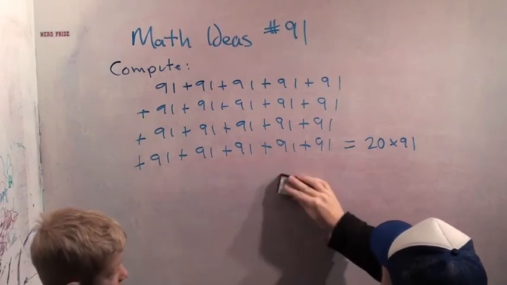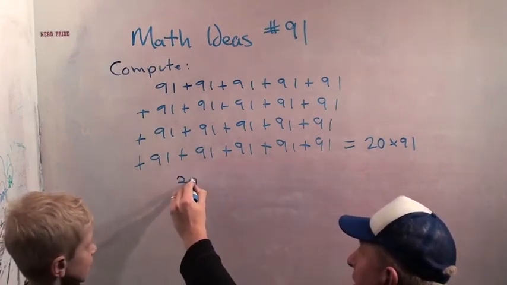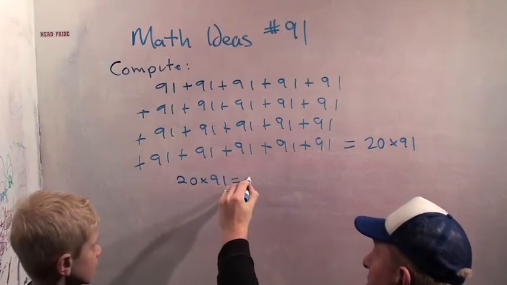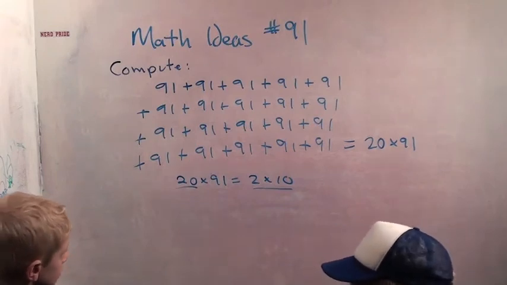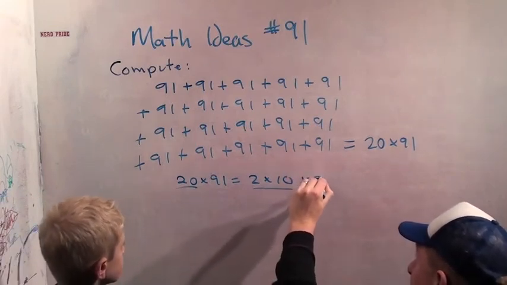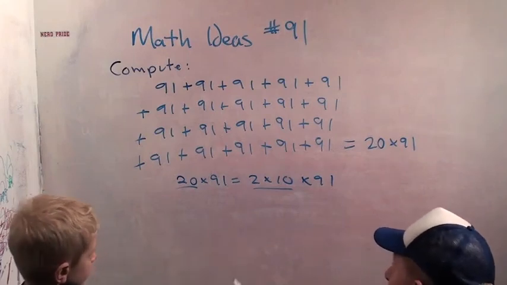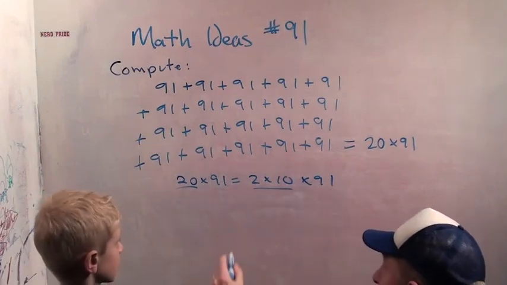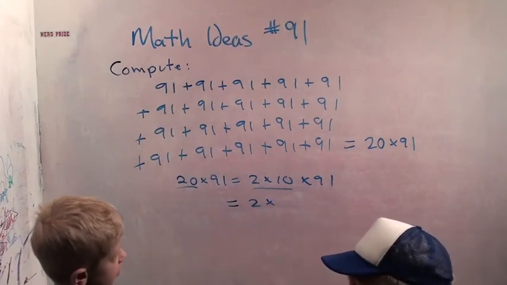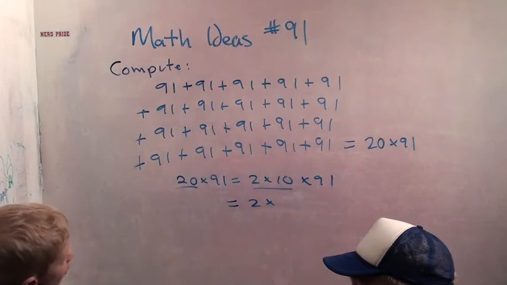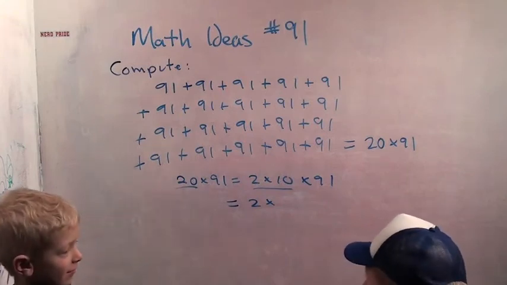Multiplying by 20 is a lot like multiplying by 10, because we can say that 20 times 91 is the same as 2 times 10 times 91, because 2 times 10 is 20, right? Now we have a 10 times 91. We know what that is. This is the same as 2 times... What is 10 times 91? 10 sets of 91.